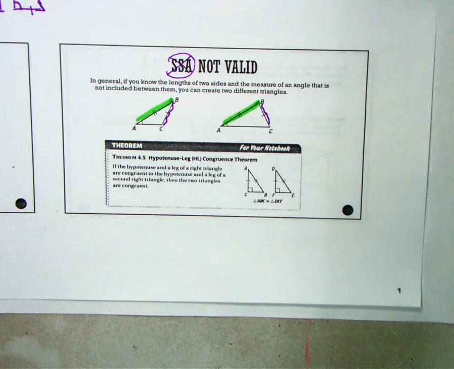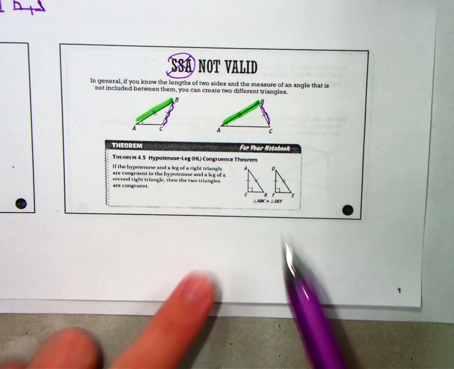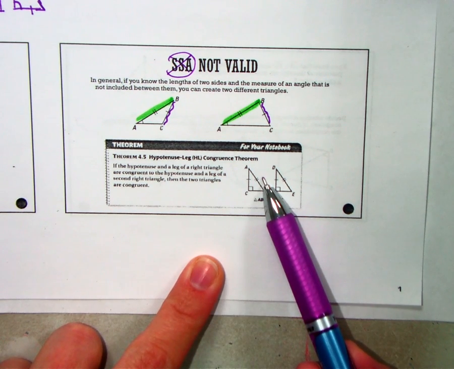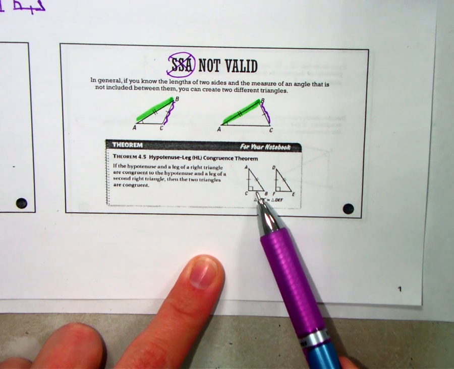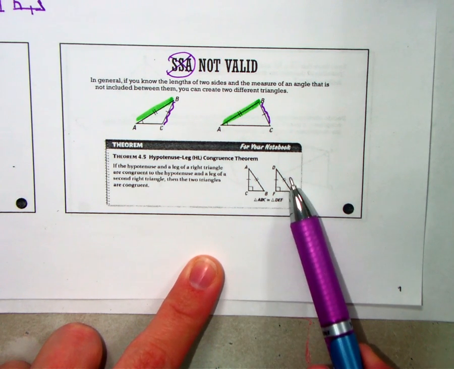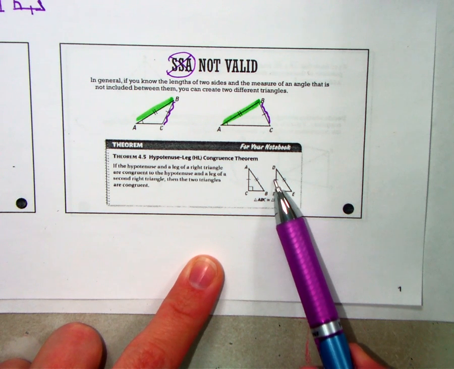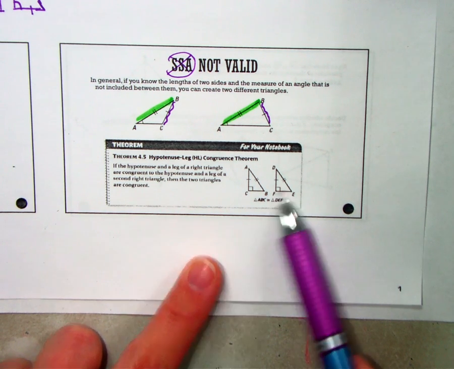Now let me just explain why it works when it's 90 degrees. If it's 90 degrees, it's a right triangle. If it's a right triangle, you can use the Pythagorean theorem. So if this side was like 5, and this side was 4, by the Pythagorean theorem, this would have to be 3. If this side were 5 and this side were 4, by the Pythagorean theorem, this side would have to be 3.